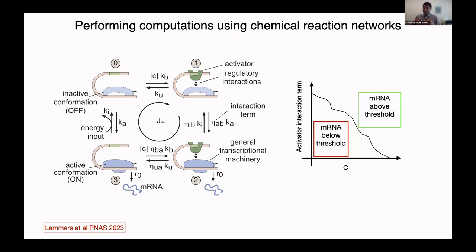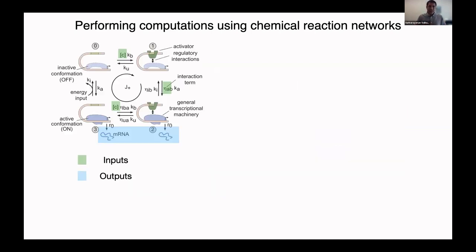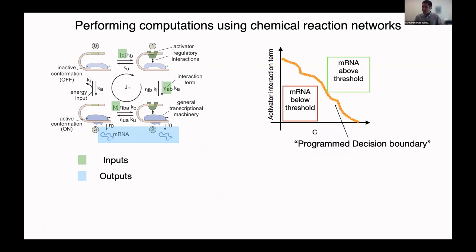What I'll try to do is ask questions of that sort, but from a slightly different perspective. In particular, I will start to use language that mirrors language you use in neural networks and computer science. I'll talk about inputs and outputs. I have colored in green the inputs in this graph, the concentration C and the interaction term eta AB, and the output is the mRNA concentration. The graph I showed you looks like this.